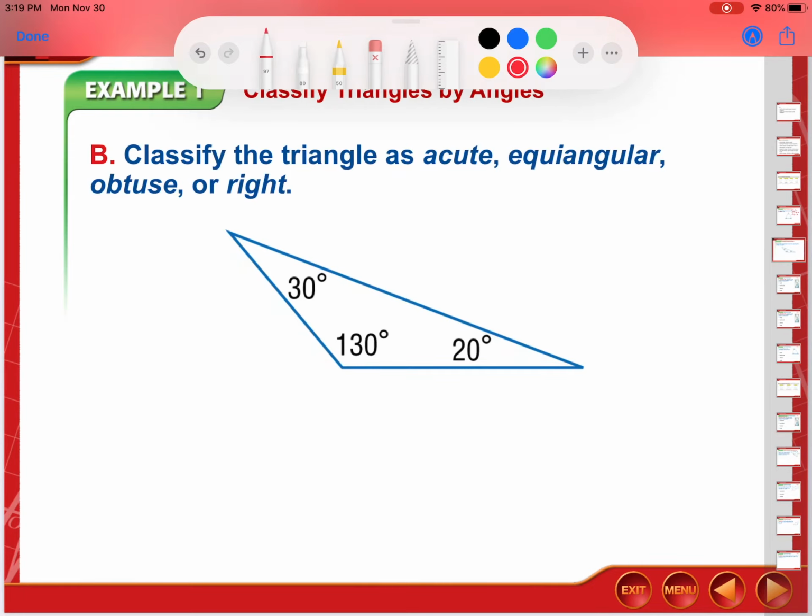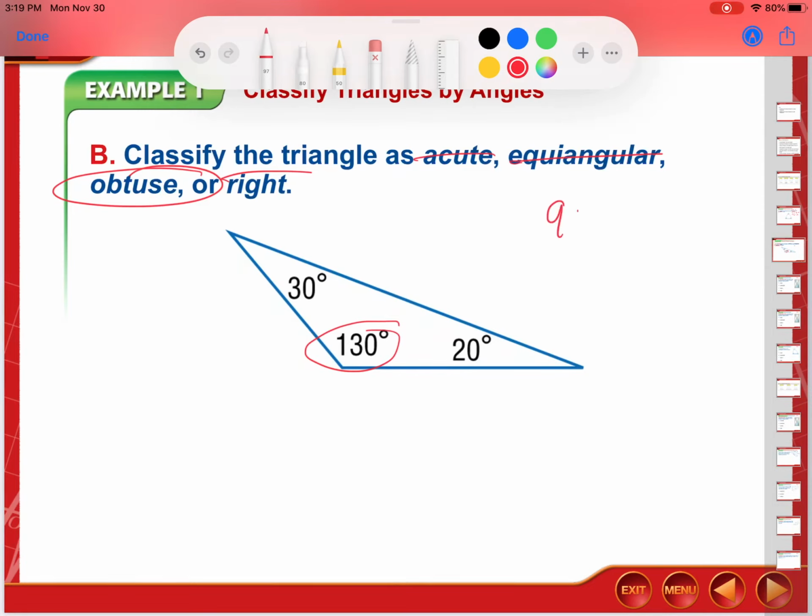All right. So classify the triangle as acute, equiangular, obtuse, or right. Same deal as before. For it to be acute, all the angles have to be less than 90. We have a 130 degree angle, so it can't be that one. The angles aren't all 60 degrees, so it can't be equiangular. We do have one obtuse angle, and we have no right angle, so it must be obtuse. And once again, you can't have an obtuse and right triangle. It's one or the other.